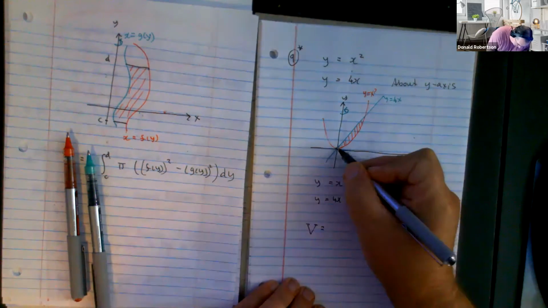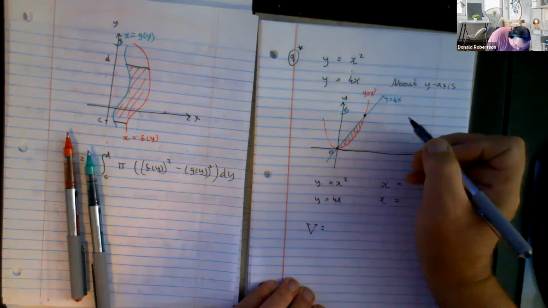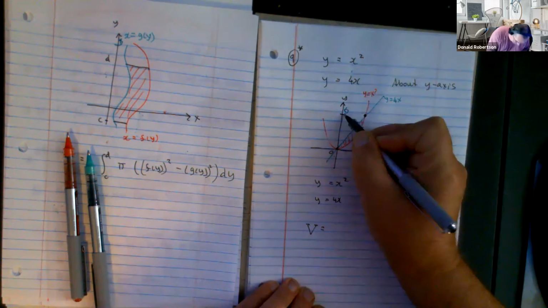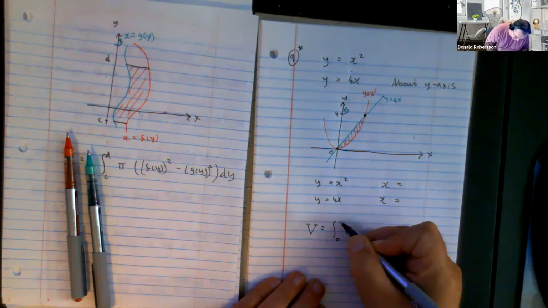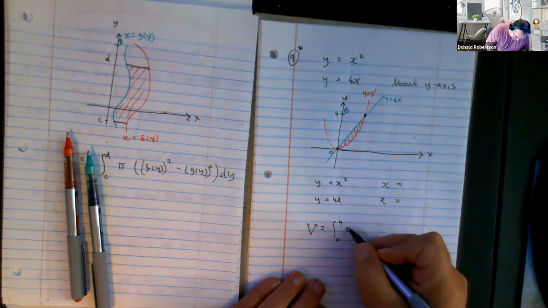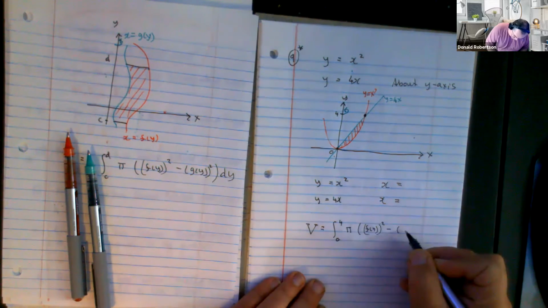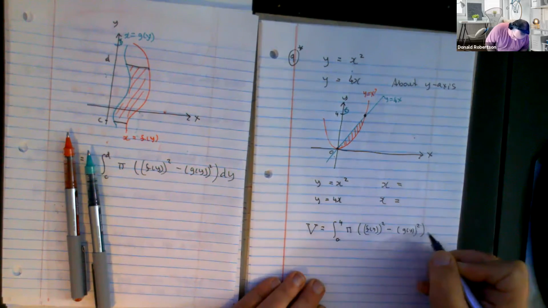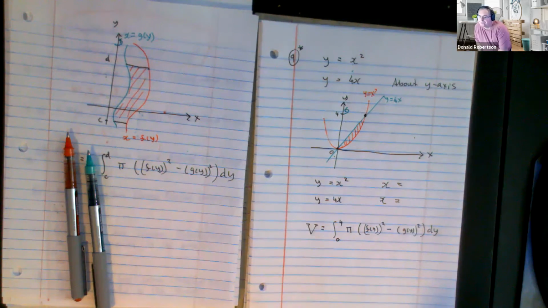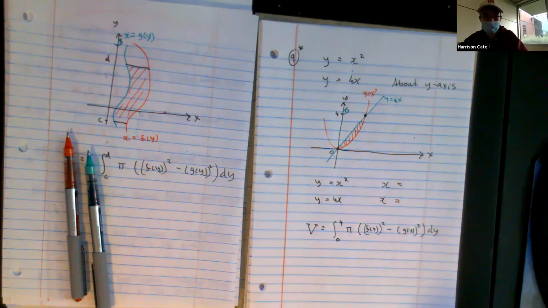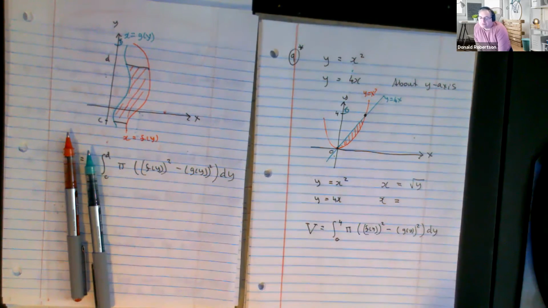I know that guy there is 0. And this point here is 4. So I know the integral is going to be from y equals 0 to y equals 4. It's going to be pi, a guy called f of y squared, take away another guy called g of y squared dy. Okay, if y equals x squared, what is x? Square root of y. And if y equals 4x, what is x? Y over 4.